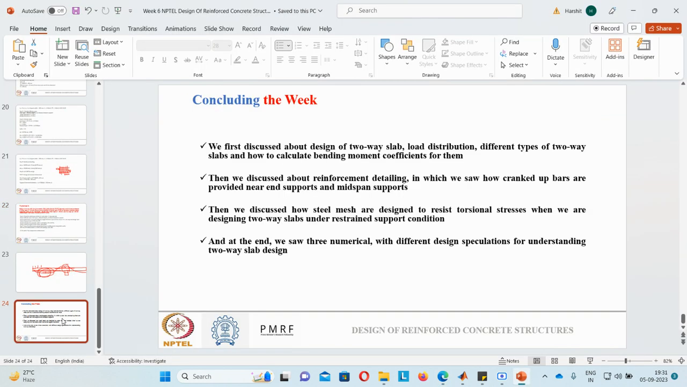Okay, so in today's session, we first discussed the design of two-way slab, load distribution, different types of two-way slab, and how bending moment and coefficients are calculated. Then we discussed reinforcement detailing, in which we saw cranked up rebars and how they are provided near support and near the midspan. Then we discussed how steel mesh is designed to resist torsional stresses when we are designing two-way slab under restrained support conditions. And at the end we saw three numericals with different design specifications for understanding the two-way slab design.